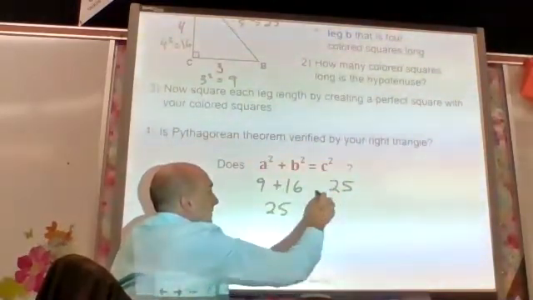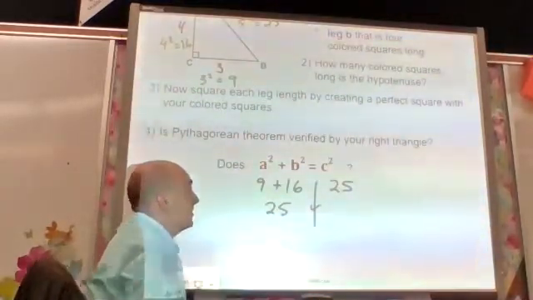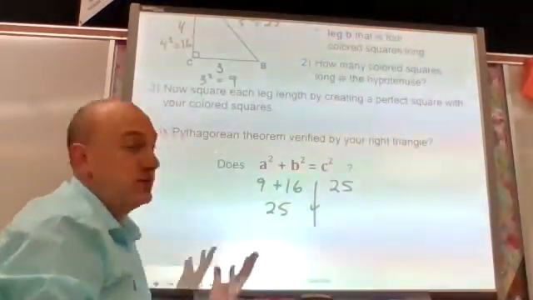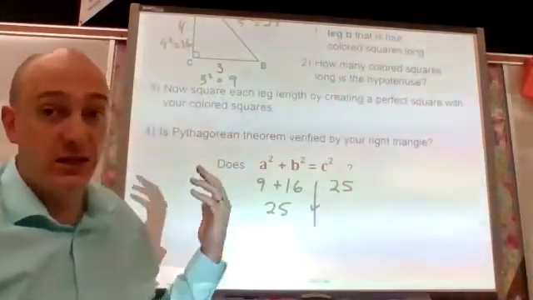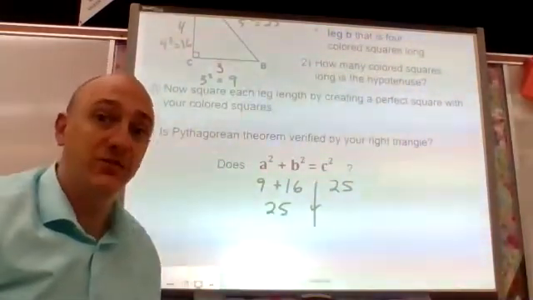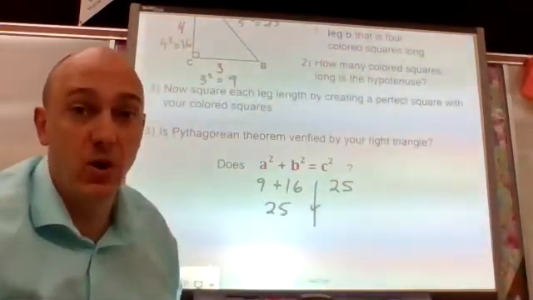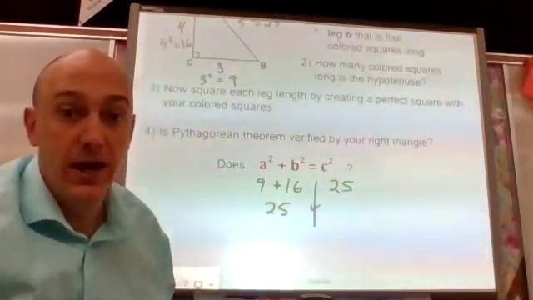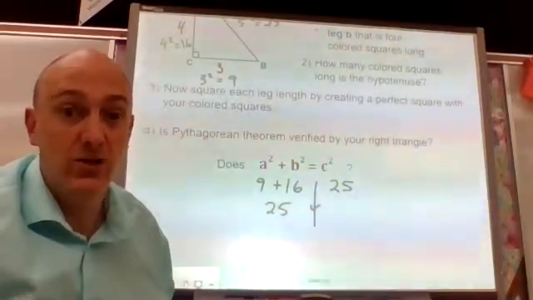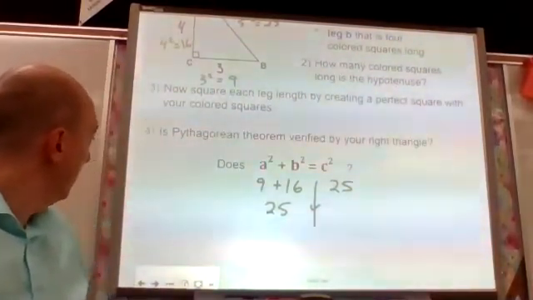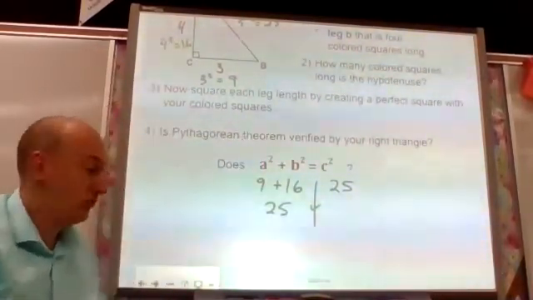Yeah, it is. So we can see here with a simple triangle, leg lengths of 3 and 4, and hypotenuse of length 5, the Pythagorean theorem holds. And it will hold for any triangle. Trust me on that one, I'm not going to prove it now.